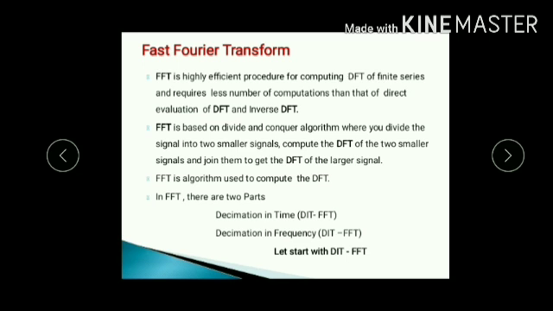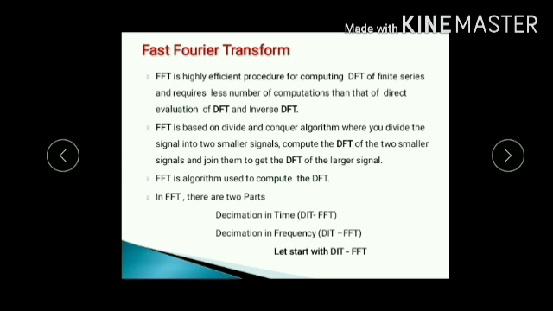Fast Fourier transform is a highly efficient procedure for computing the DFT of a finite series and requires a smaller number of computations than direct evaluation of the DFT and inverse DFT. FFT is based on the divide and conquer algorithm, where you divide the signal into two smaller signals, then compute the DFT of those two smaller signals and join them to get the original DFT signal.